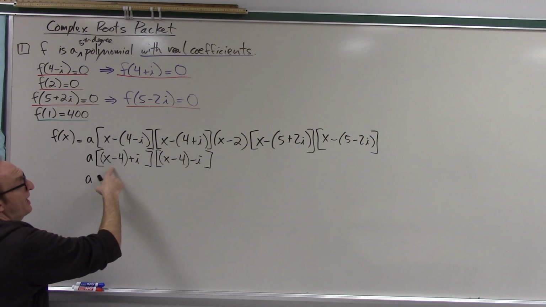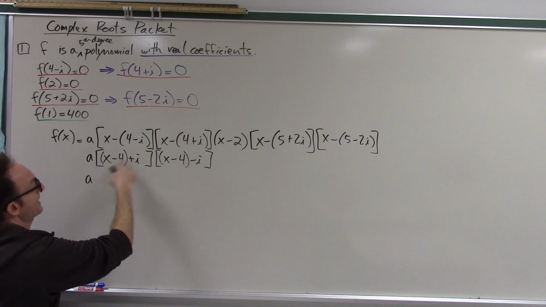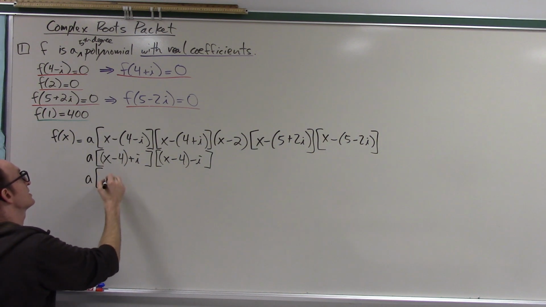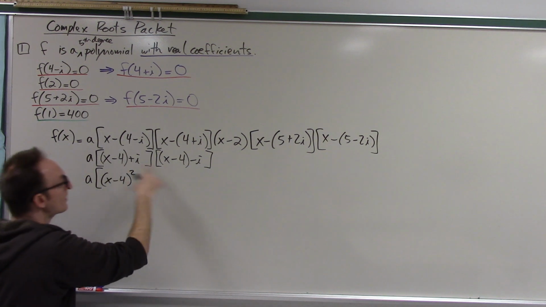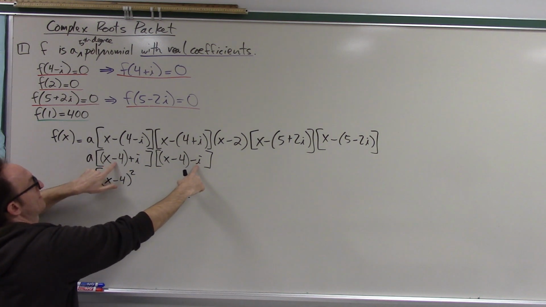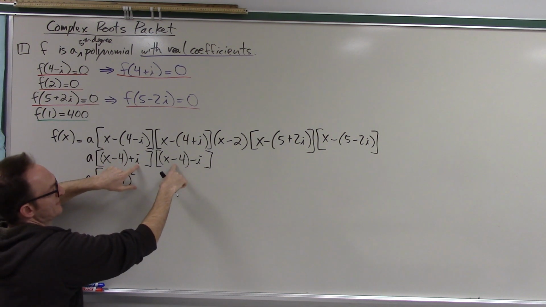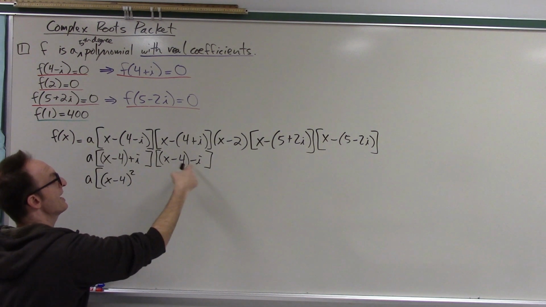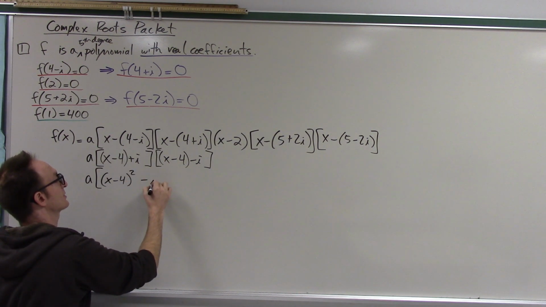And so, okay, when we do that, what do we get? Well, we get x minus 4 times x minus 4, so that's x minus 4 quantity squared. And then minus i times x minus 4 plus i times x minus 4. Of course, this is the difference of squares. And then minus i squared.